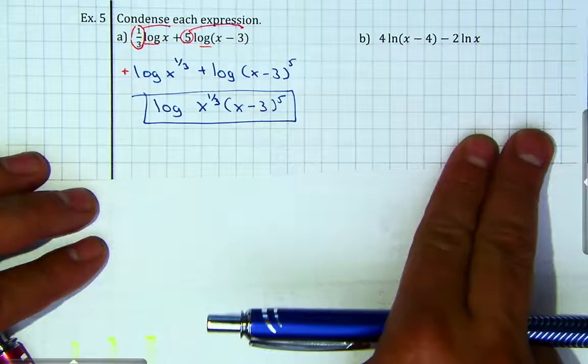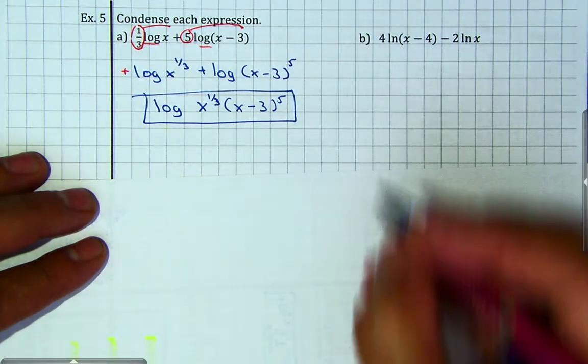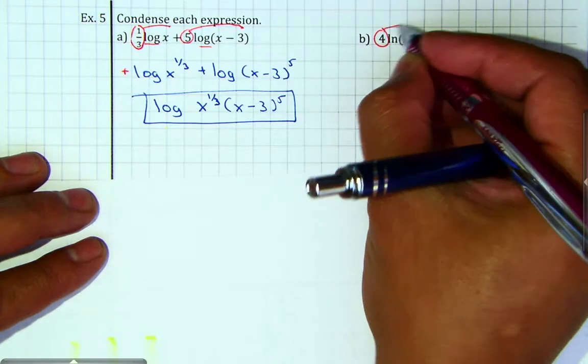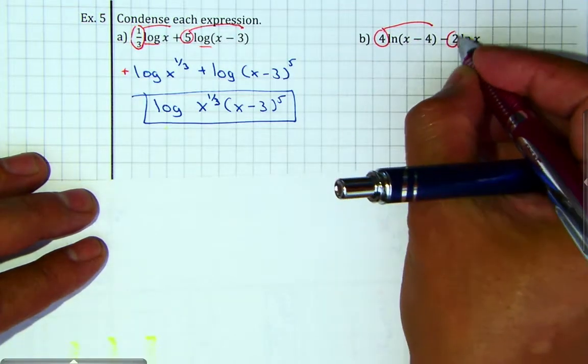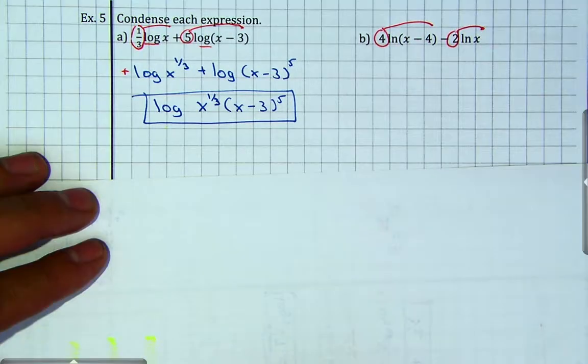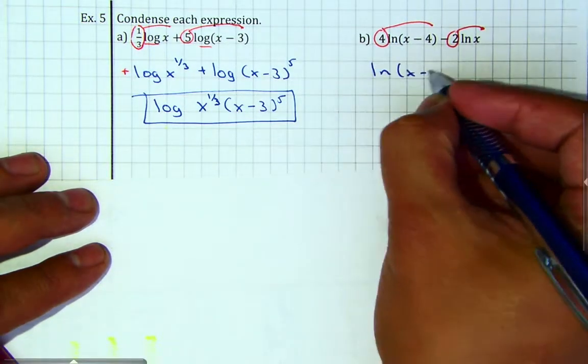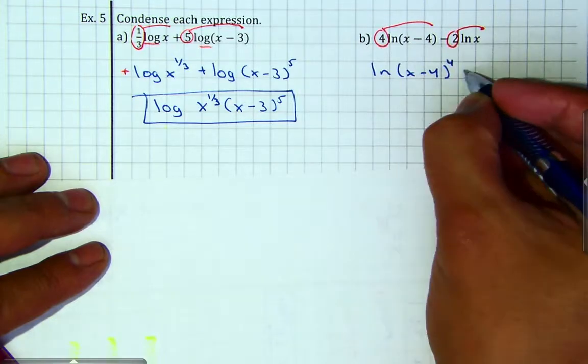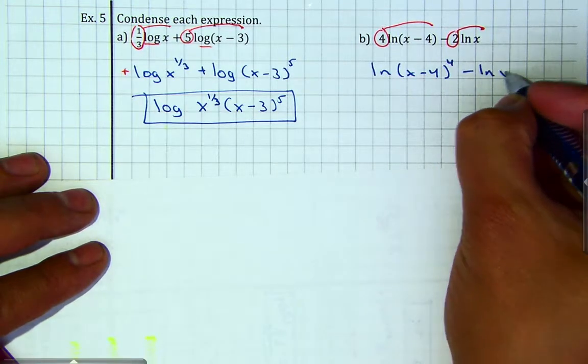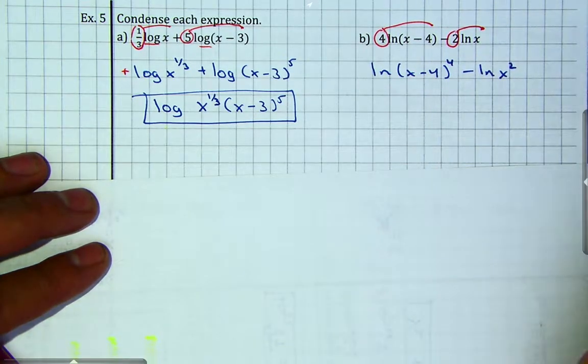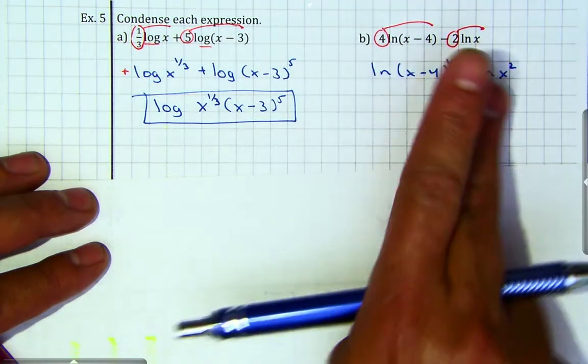Go and pause it. So in this case, I'm going to move my 4 as an exponent, my coefficient as an exponent. So therefore, that will give me the natural log of (x minus 4) to the power of 4 minus the natural log of x squared. Now I'm going to combine both logs into one.